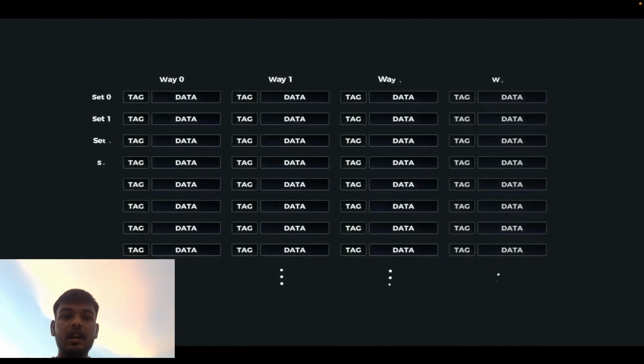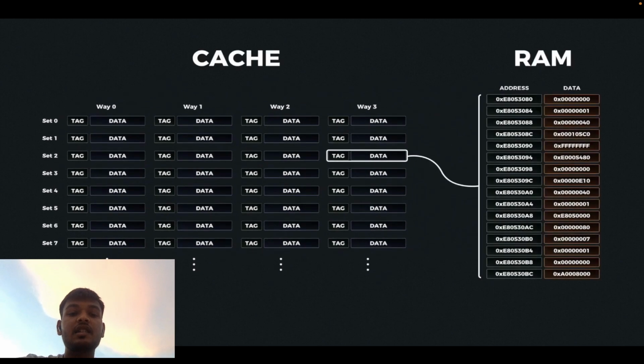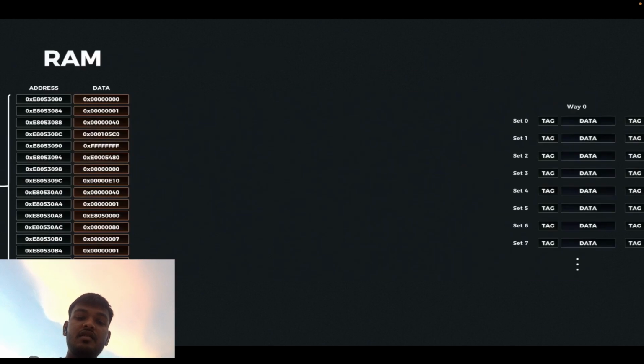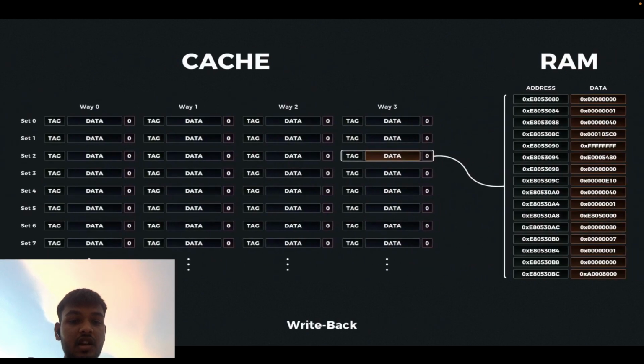Now, the write allocate policy applies when a write miss occurs. In this case, a line is allocated in the cache, the requested data is loaded from the main memory, and the write itself is performed in the cache. After modifying data in the cache, if the system uses write-through, the updated data is immediately written to the main memory. However, if the system uses write-back, the dirty bit is set to 1 and main memory is updated later when the cache line is evicted.